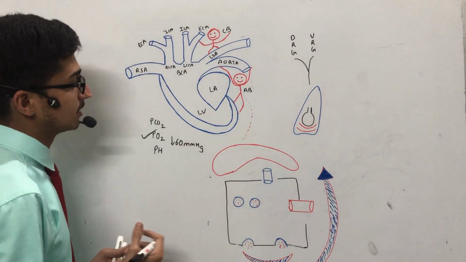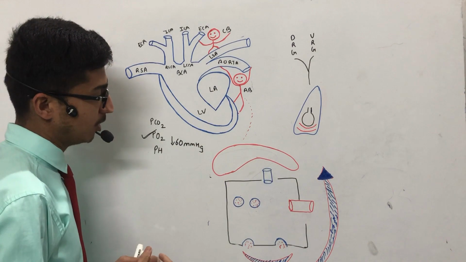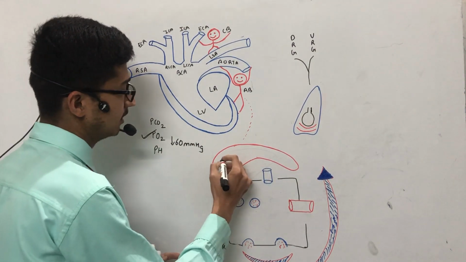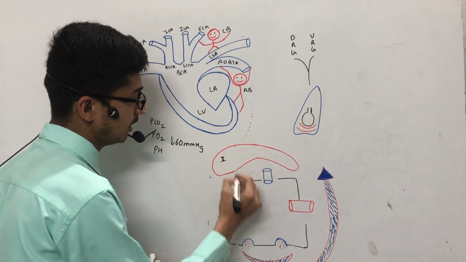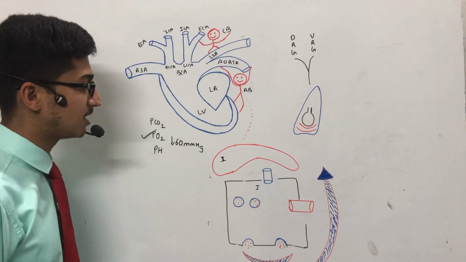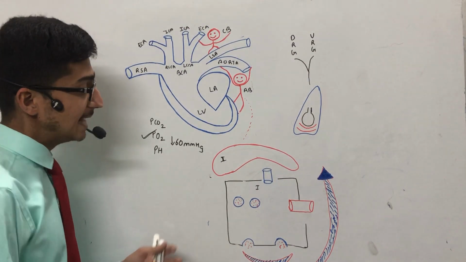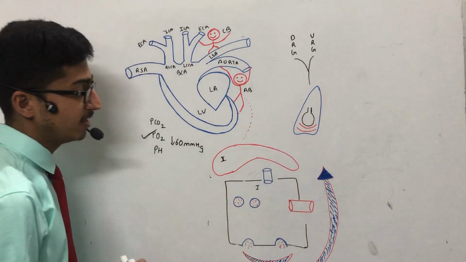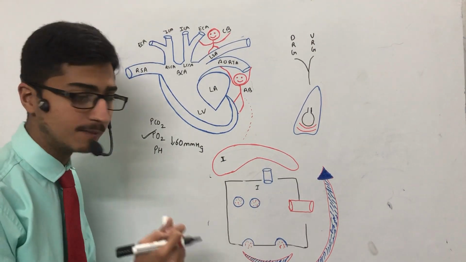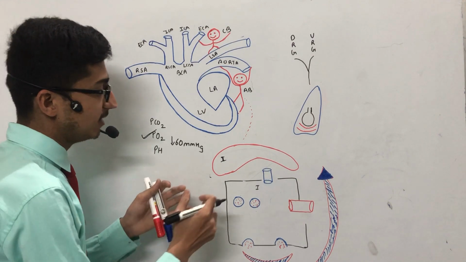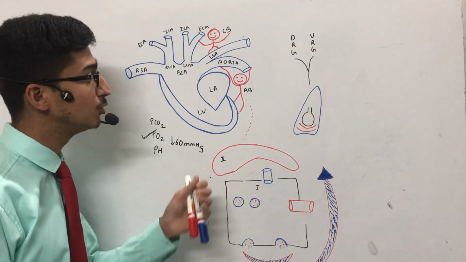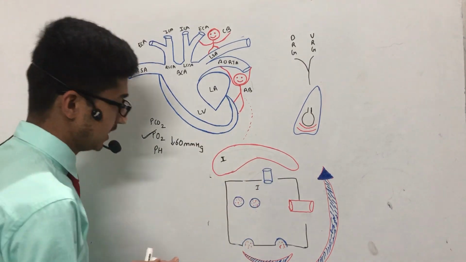Now what happens here? Let us zoom into this aortic body. This aortic body consists of two types of cells. This is the type 2 cell and this is our type 1 cell. The type 1 cells are known as glomus cells. Inside this type 1 cell we have vesicles containing dopamine. In this video we will see how dopamine helps us increase or decrease the ventilation.